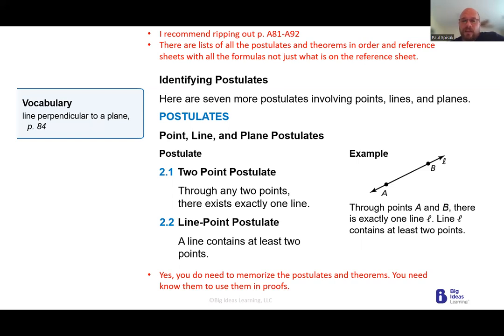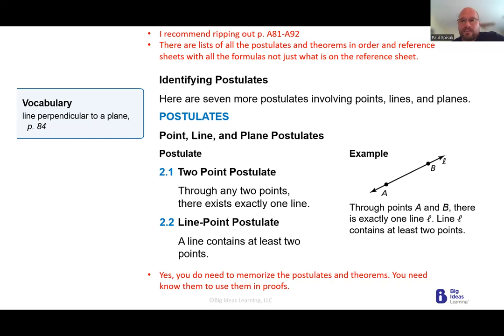On the next one, 2.2, line point postulate. I should mention, you don't actually have to memorize the numbers. So 2.2, you don't have to memorize that. Again, the names you should know and what they're talking about. Line point postulate: a line contains at least 2 points. So again, in order to name a line, we had to have 2 points. So a line contains at least 2 points.